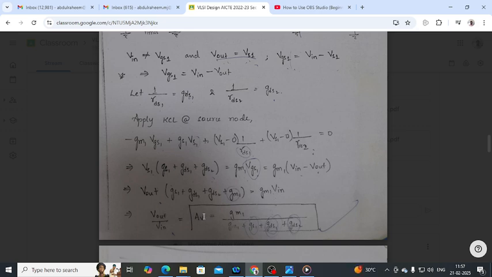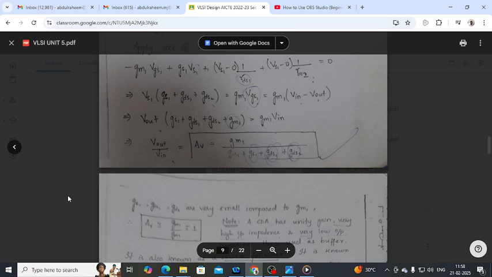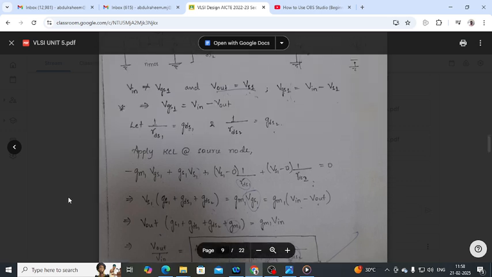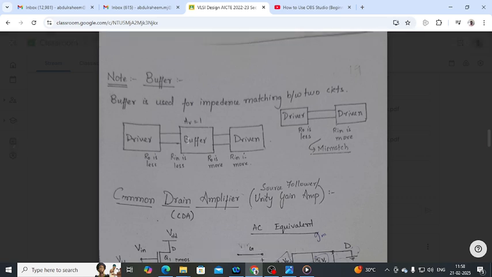So this is a unity buffer, connected as a common drain amplifier. So AV is nothing but GM1 by GM1, so it will be almost equal to unity. So when GS1, GDS2 and GDS1 are neglected, it is the unity gain. So note that the common drain amplifier has unity gain, very high input impedance and very low output impedance. Hence this is used as a buffer.